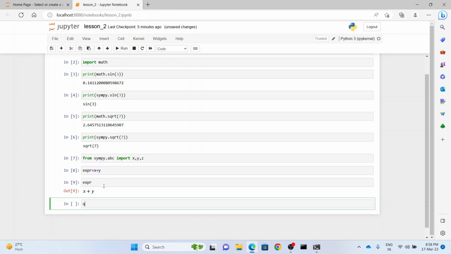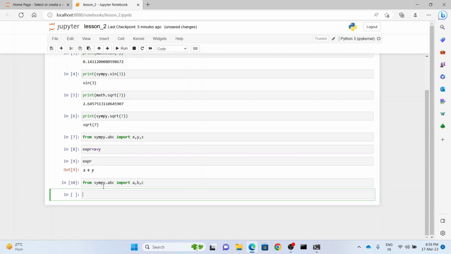Further, let's explore it. Let's take a quadratic expression. Before we get the quadratic expression, the quadratic expression will be a x square plus b x plus c. So we will have to again define further symbols. So from sympy dot abc, we import a comma b comma c as symbols, right?